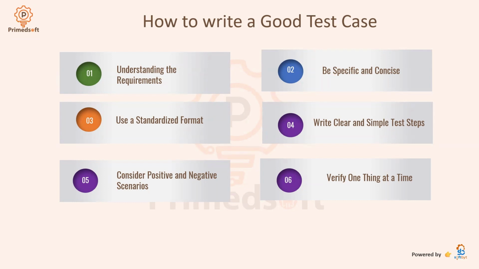So we have number 4, write clear and simple test steps. Your test steps should be simple. Each of your test cases should address a specific scenario or functionality. Avoid combining multiple scenarios. So I've said that as well. And the next one we have is consider positive and negative scenarios.